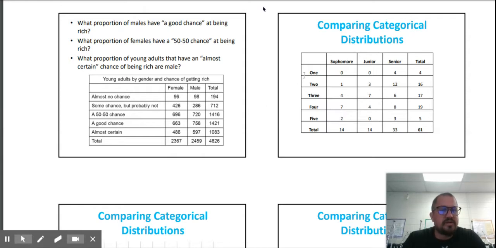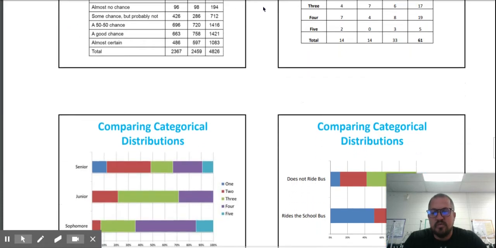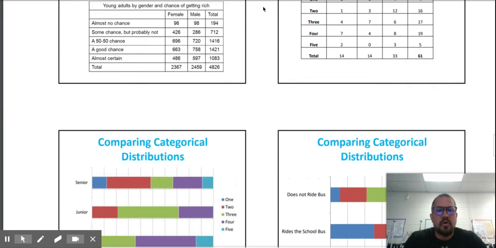So categorical distributions, they don't have to just be 2 questions, or, they can be more columns. So you notice here you can have 1, 2, 3, 4, 5, and then sophomore, junior, senior. So you could have multiple things when you're comparing categorical distributions. You could have separated them into grade and how many clubs they're in. You could separate them by many things, but you always want to total out your rows.